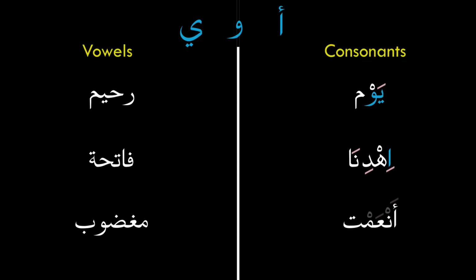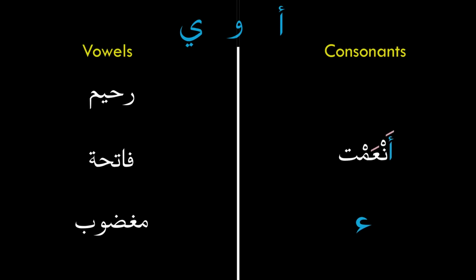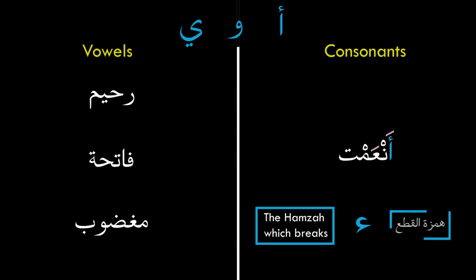The third is an'amta. Here we have alif plus short character above it. This short character, we call it the hamza which breaks, or hamzatul qata. This hamza, unlike the other hamza, the one which connects, you should never ignore it. And whenever you see it, you have to pronounce it, either in the first, in the mid, or in the end of a phrase. And the character which holds this hamza is always a consonant and never becomes a vowel.